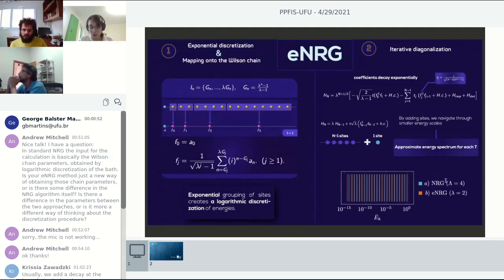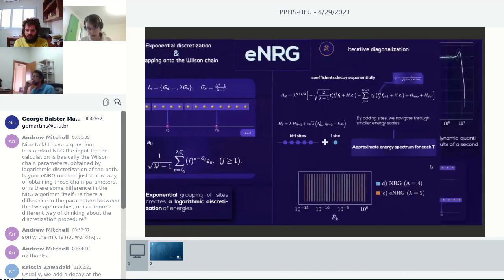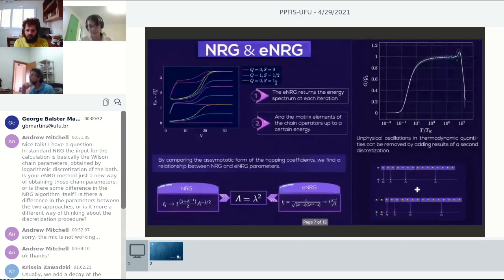And here, I am showing the conduction band energies for the NRG with lambda equals 4, and for the ENRG with lambda equals 2. And we see that this scheme is indeed achieving what we wanted because we have a logarithmic discretization in momentum space in the end.